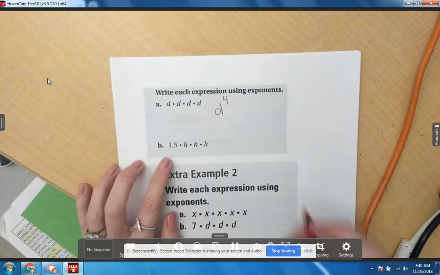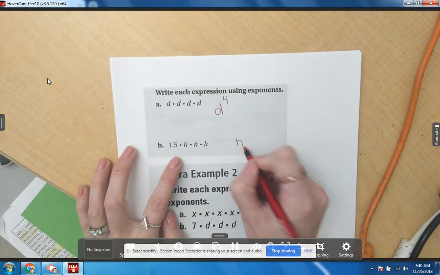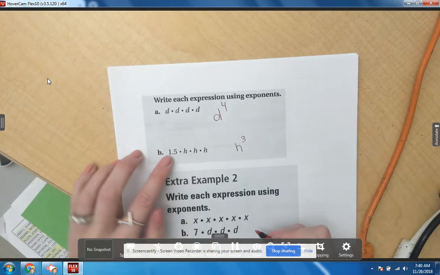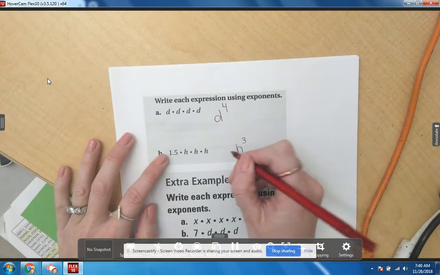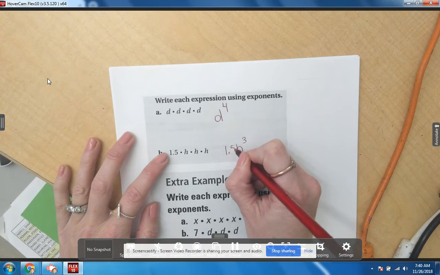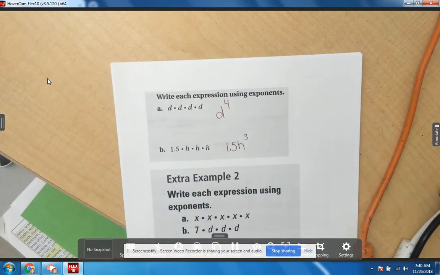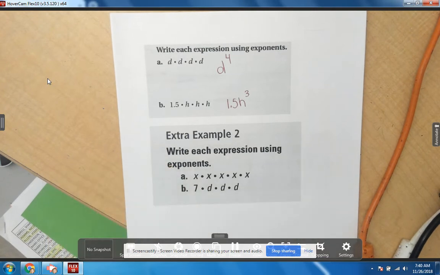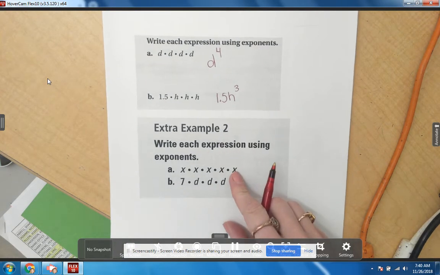Okay? For this one, h is going to be the number that's repeated. There's 3 of them, so you put a 3 on top. If there happens to be another number being multiplied, you just attach it as a coefficient. So 1.5 h to the 3rd. So I want you to pause and try these two. So your base is what's being repeated. The exponent is how many times you see it. And then if there happens to be a number, you just put that in front as a coefficient. So pause and try these two.